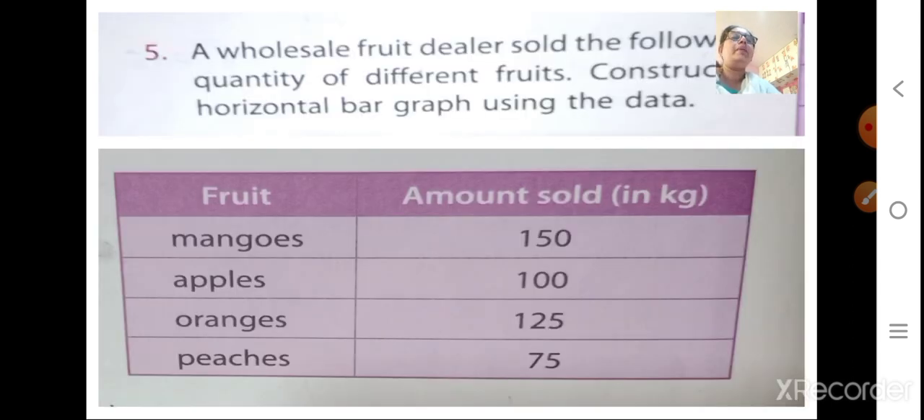Same way, a table is given here, that is data is given in a tabular format, fruit and amount sold in kg. A wholesale fruit dealer sold the following quantity of different fruits. Construct a horizontal bar graph using the data. You have to just draw the horizontal bar graph, no need to draw vertical. So using the data, just draw the horizontal bar graph.